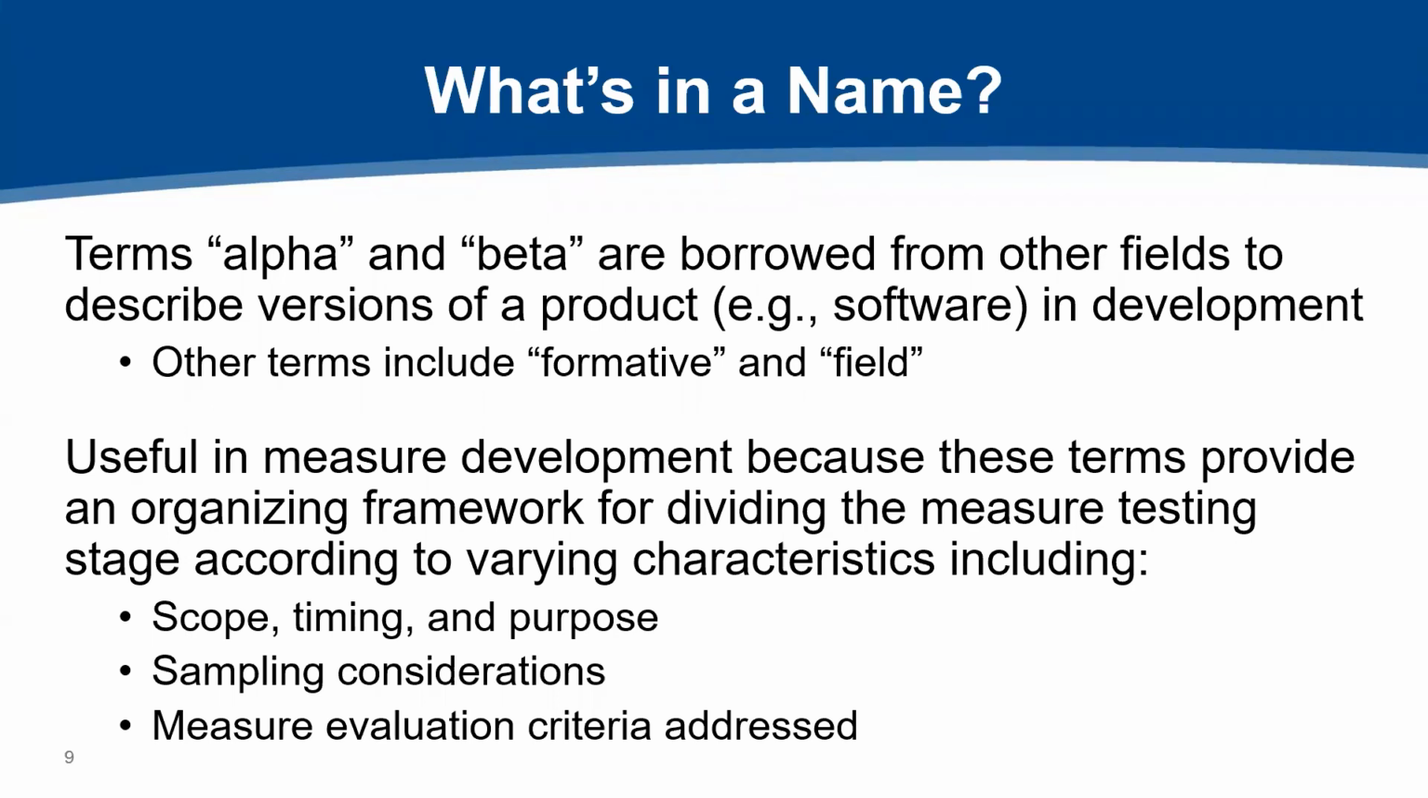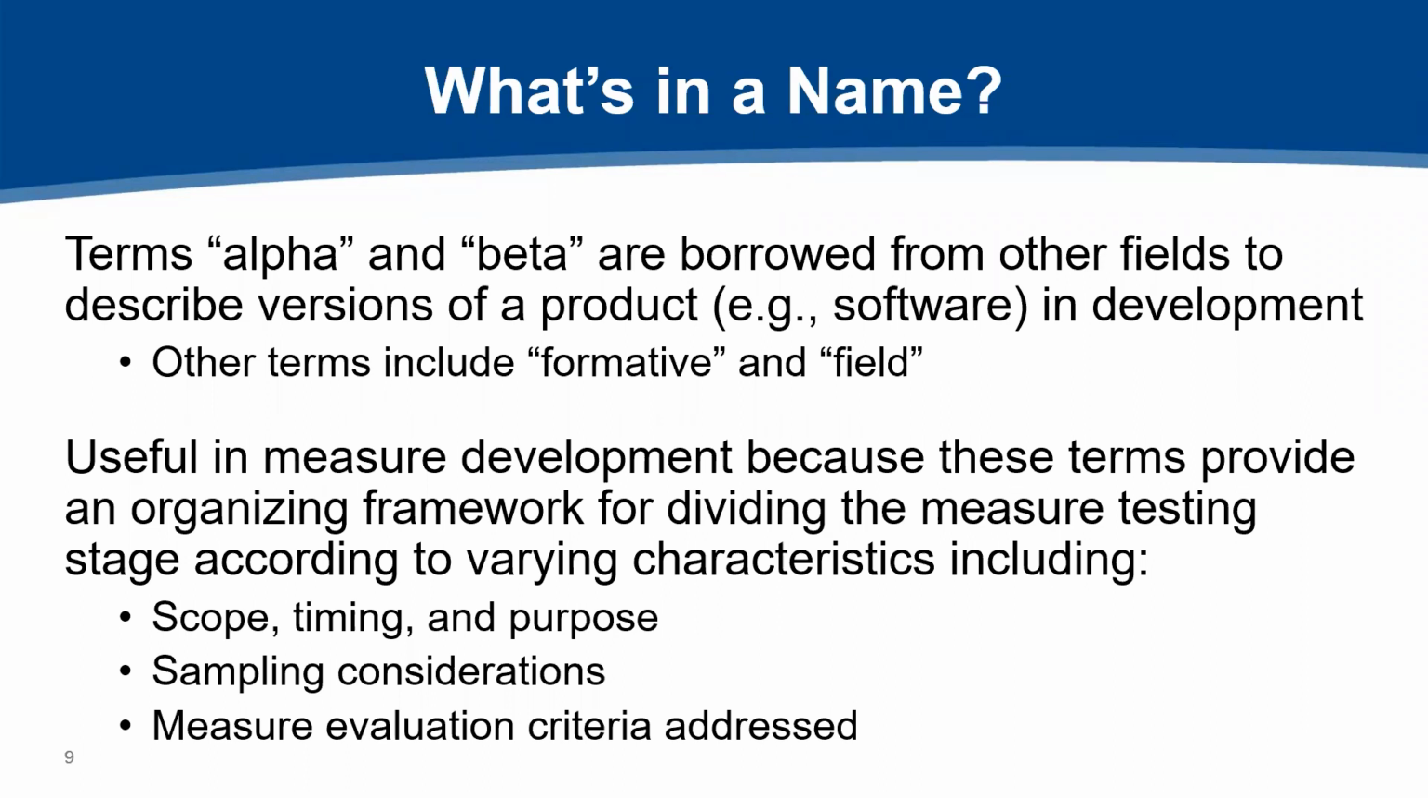But these characteristics include things like scope, timing, and purpose, sampling considerations, and the measure evaluation criteria that can be addressed by each type of testing. Before we move on to dig into those topics a little bit more, I just wanted to note that there are, again, some very practical reasons for differentiating between alpha and beta testing, because they actually often require different resources.